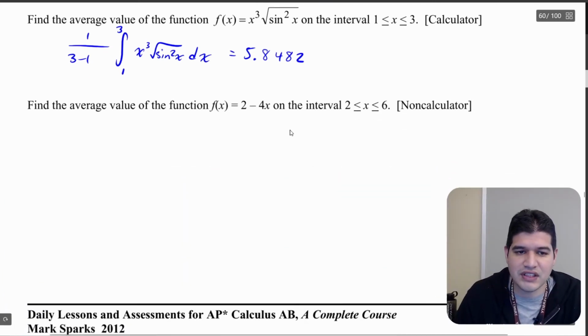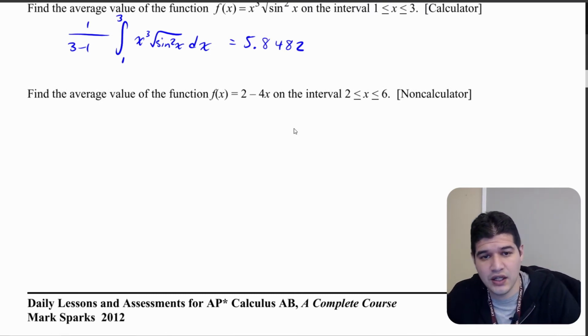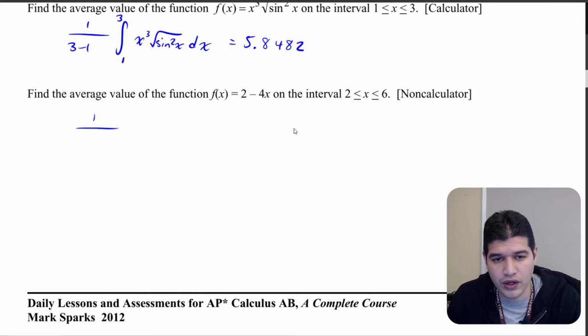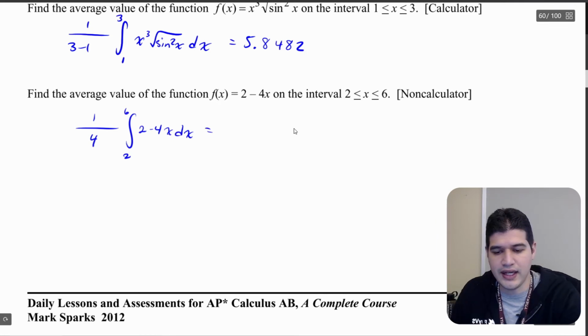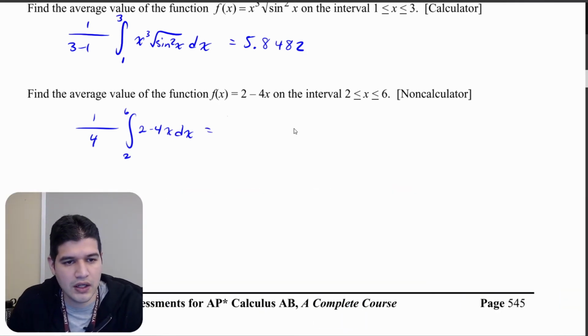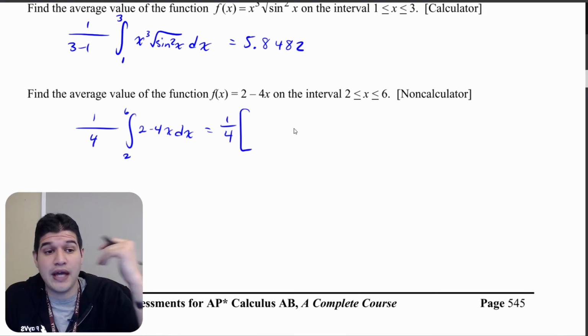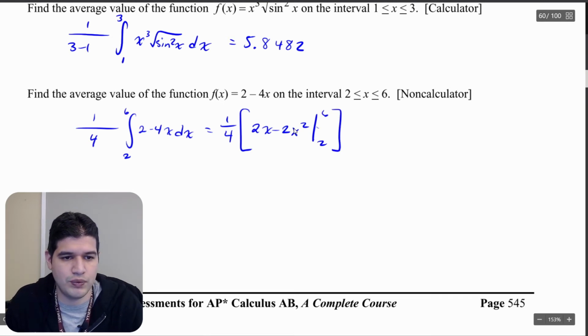We want to find the average value of f of x equals 2 minus 4x from 2 to 6. So what is my average going to be? Well, 2 to 6, that's going to be 1/4. And we're going from 2 to 6 of my function, 2 minus 4x dx. Let's see what this is going to be equal to. Obviously, we're going to have 1/4. First, I need to find the antiderivative. That's going to be 2x minus 2x squared, and we're evaluating this from 2 to 6, just like what we've done before.